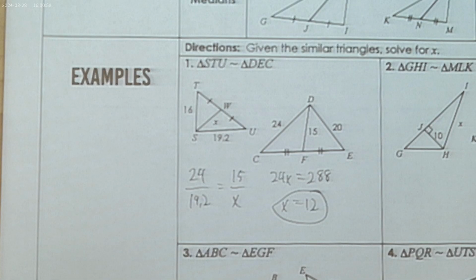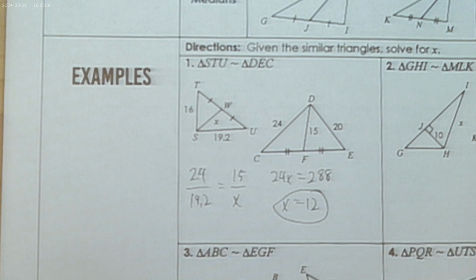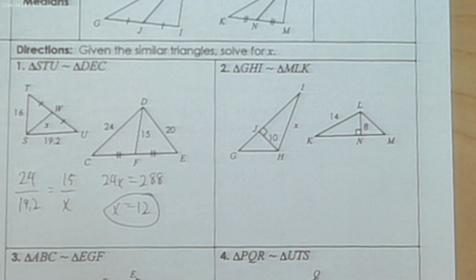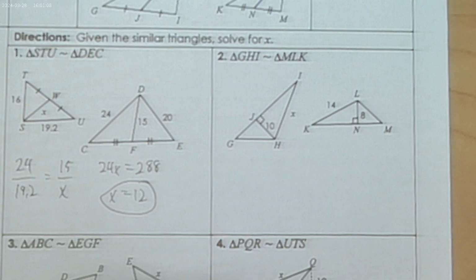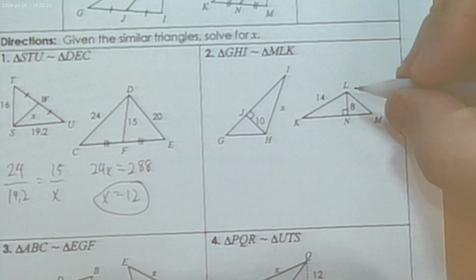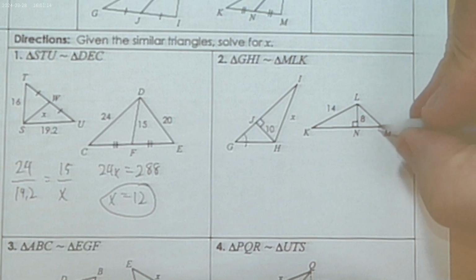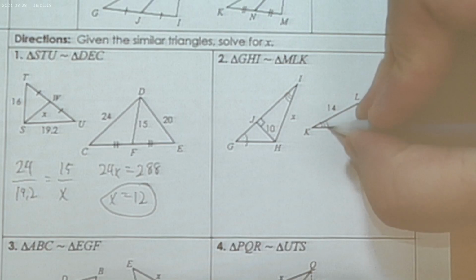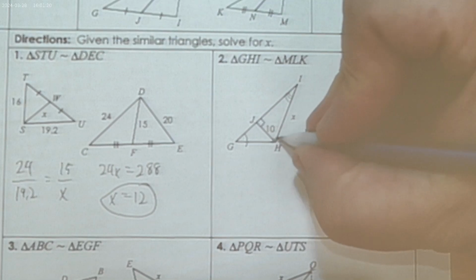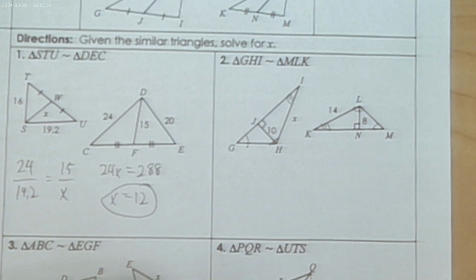All right, so for this next one, here we go. We know that GHI is proportional to MLK. So GHI, GI, and then L is 1, 2. It's just a habit of mine from one of the earlier lessons.